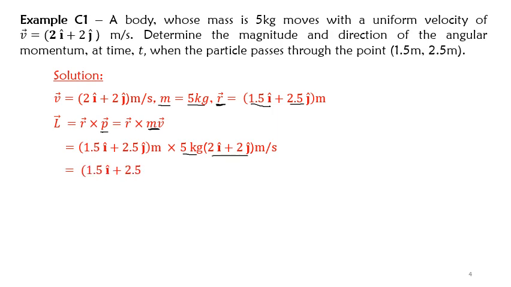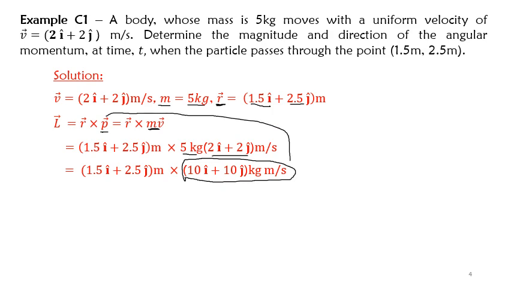So further, you have this, and you solve that scalar times vector, also gives you a vector. So 5 times 2, you have 10I plus 5 times 2, 10J, then kilogram meter per second. So this expression now is the linear momentum P. We see linear momentum P, but we still need to obtain the angular momentum by the cross product of R. Okay, so do that. 1.5 times 10, you have 15.